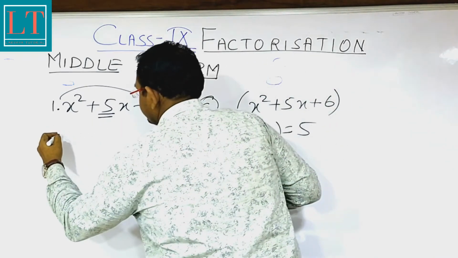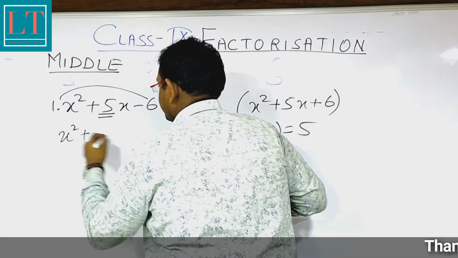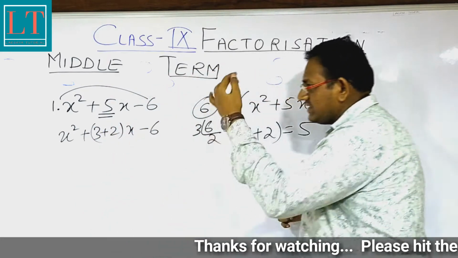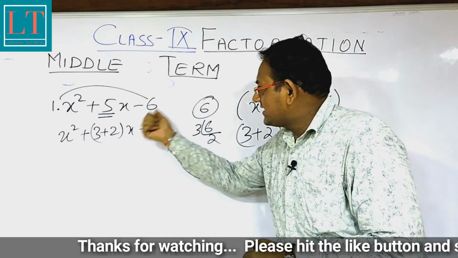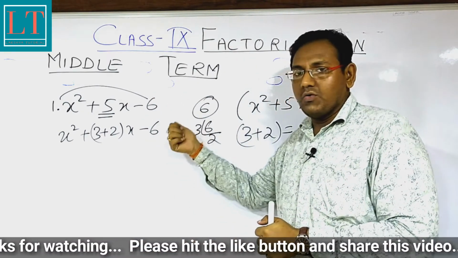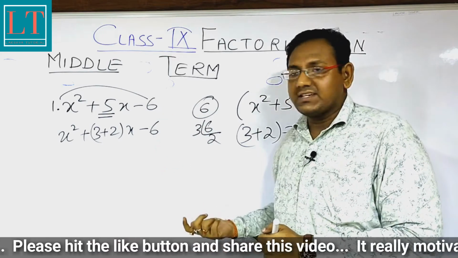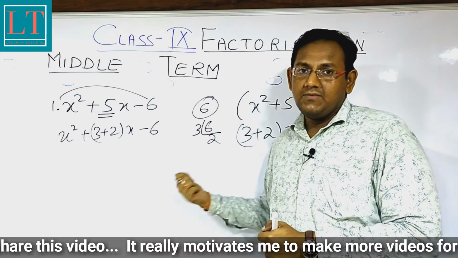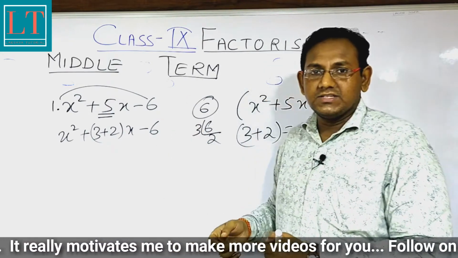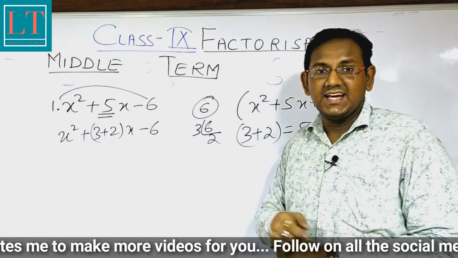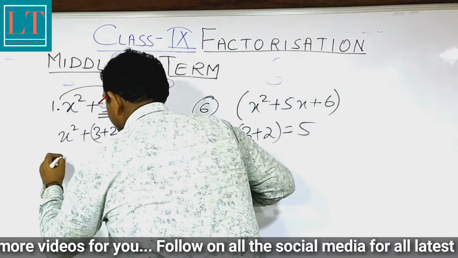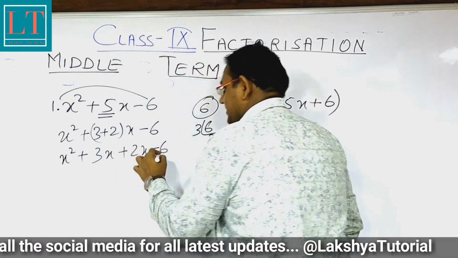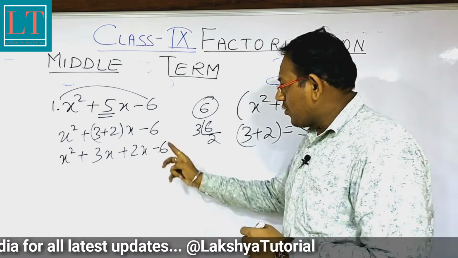So many students generally write x square plus 3x plus 2x minus 6. They generally start like this. As soon as they see 6, they think that 6 is the product of two numbers, 3 and 2, and 3 plus 2 gives me 5. So they easily figure out this part. Now, the problem arises in the next step. Let us see the next step: x square plus 3x plus 2x minus 6.